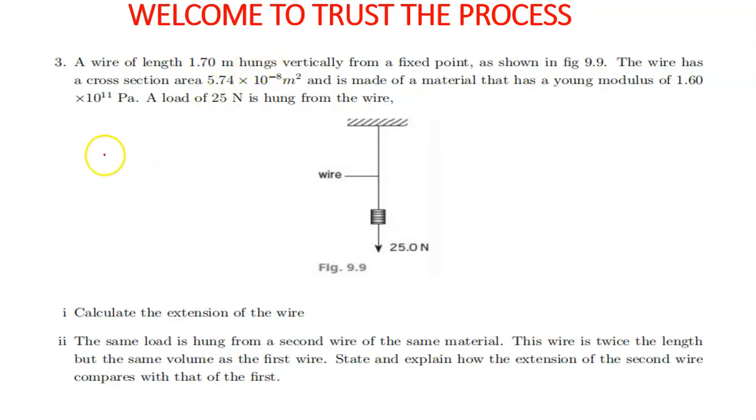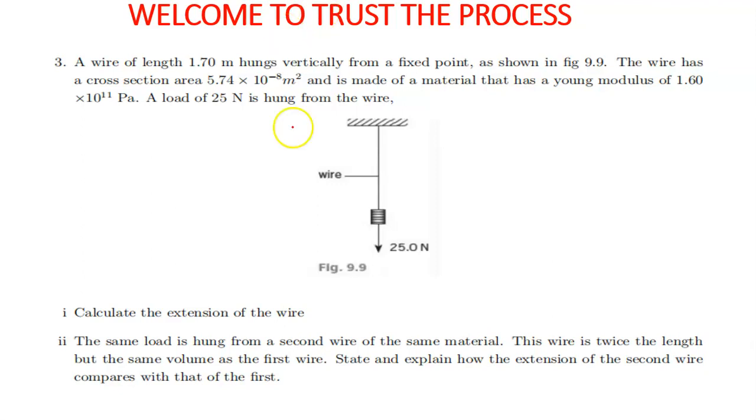In this video, we're going to conclude story sheet 1 by answering the last part of question 3. So the question is saying, the same load is hung from a second wire of the same material. This wire is twice the length, but the same volume as the first wire. State and explain how the extension of the second wire compares with that of the first.